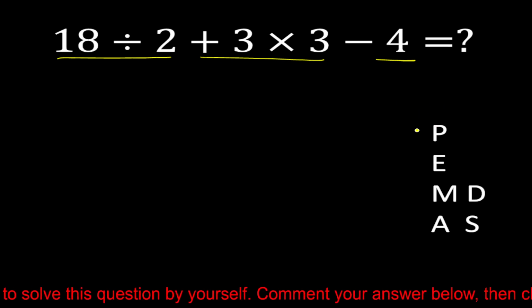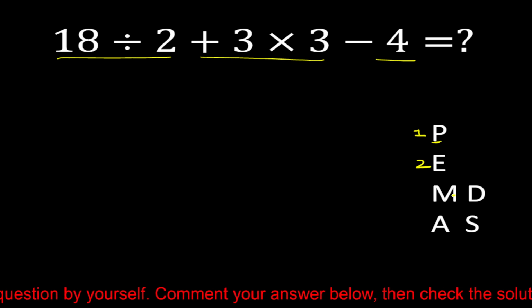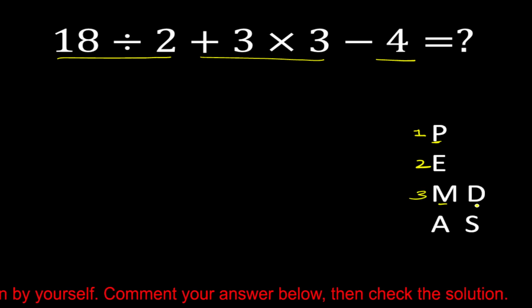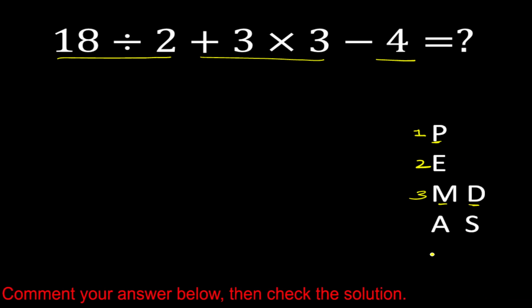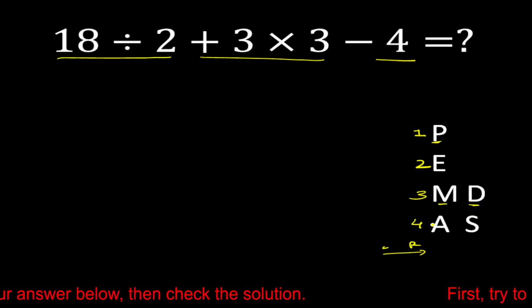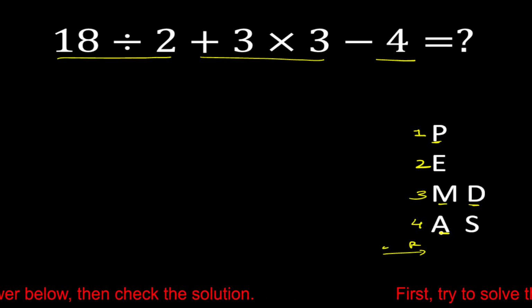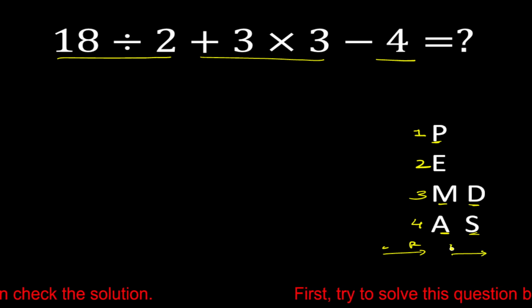According to the PEMDAS rule, the first priority is parentheses, the second priority is exponents, and the third priority is multiplication and division. Here, multiplication and division both have equal priority, so we have to solve them from left to right. Then the fourth and last priority is addition and subtraction. Both also have equal priority, so we have to solve them from left to right.